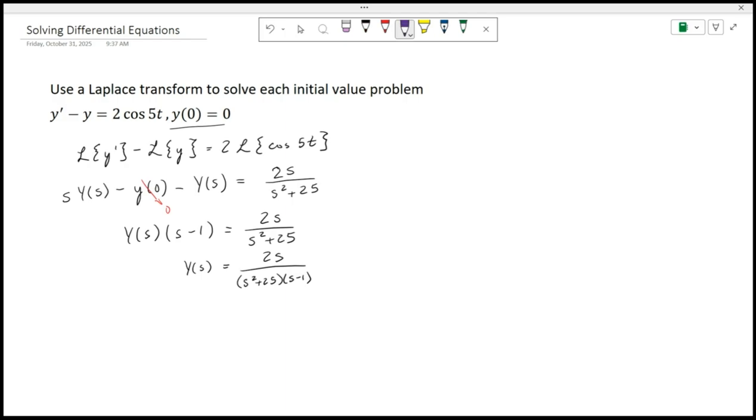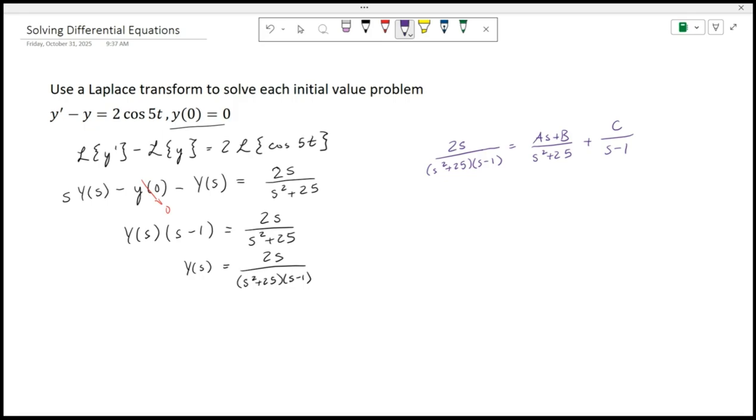Okay, so off to the side here, we're going to take our 2s over s squared plus 25 times s minus 1, and we'll figure out how this would break down. So I need a fraction for the s squared plus 25 and another fraction for the s minus 1. And since the s squared plus 25 is an irreducible quadratic, there is the possibility that there's a binomial in the numerator. So as plus b is going to be my proposed numerator for that one. And the other one, s minus 1, that is just going to be a constant. Okay, so there's my setup.